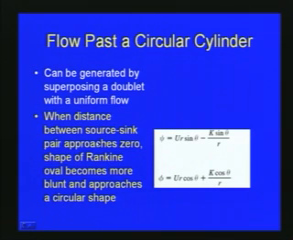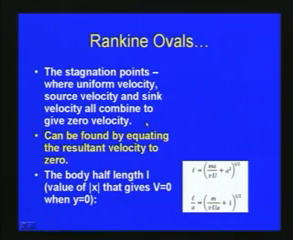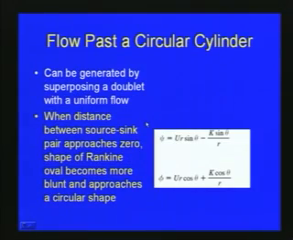So, when the distance between a source-sink pair approaches 0, the shape of the Rankine oval becomes more blunt and approaches a circular shape. With respect to this Rankine oval itself, you can see that as this A is reduced, the source and sink reach a single point, so that a blunt body is formed. When the pair approaches 0, the shape of the Rankine oval becomes more blunt and approaches a circular shape.